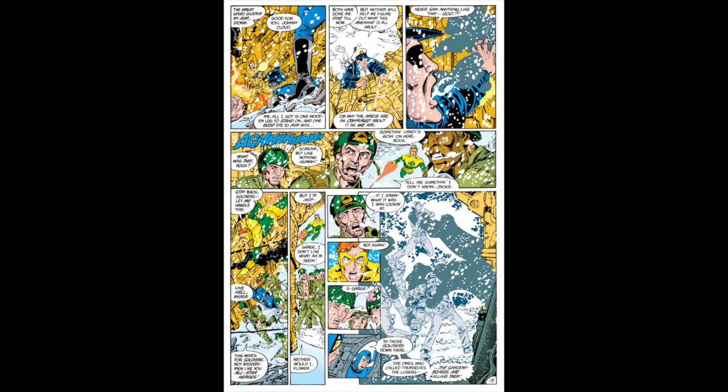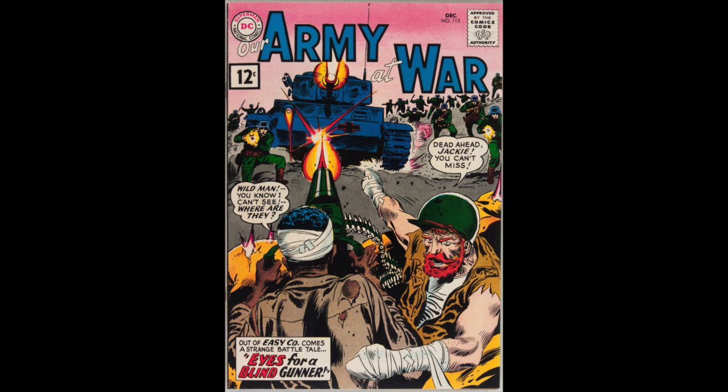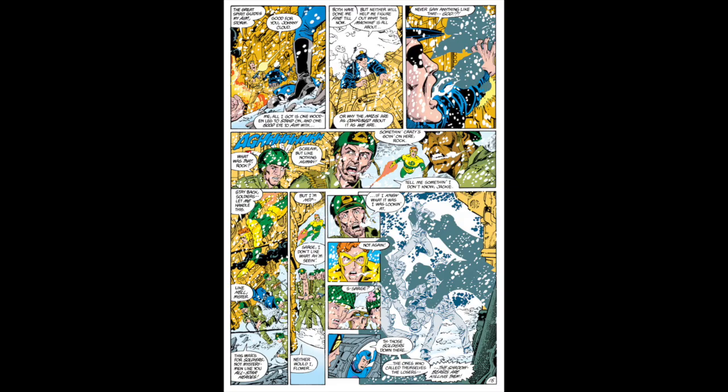And on the right is Jackie Johnson, who, just like Wild Man, premiered in Our Army at War number 113, created by Kanigher and Kubert. He is a former boxing champion who's working as a hospital orderly in Harlem when he enlists in the Army, and was significant because that's 1961, and he becomes a fairly prominent African-American character. The other character from Easy Company, and I don't think that he's here, but I don't think he's specifically mentioned, is Ice Cream Soldier.